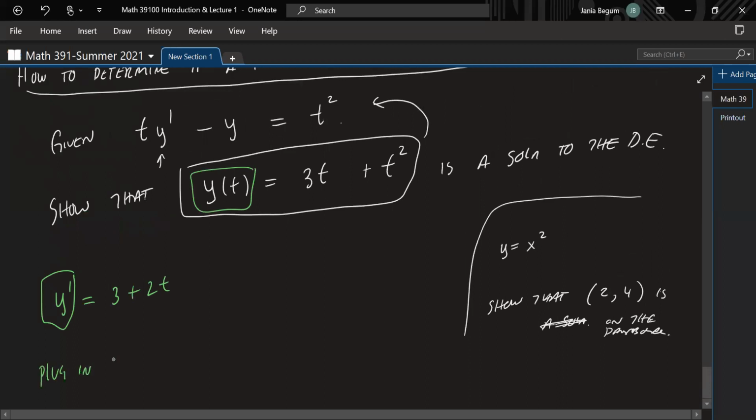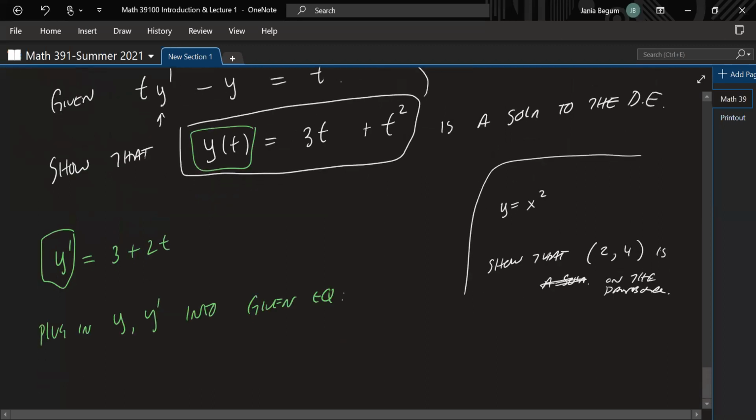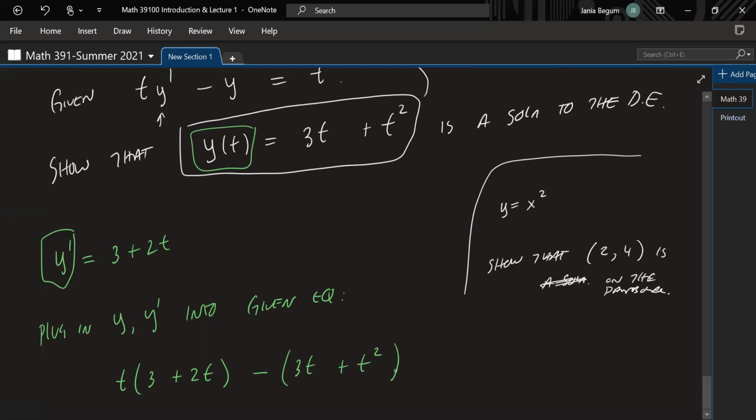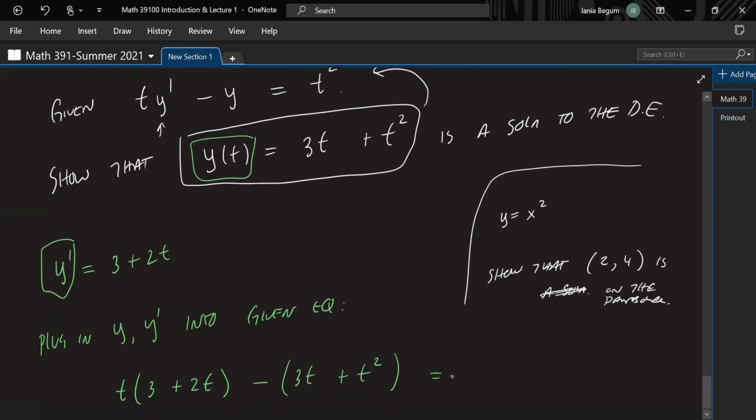So plug in y and y prime into the given equation and see if it makes the statement true. So we have t times y prime, which is t times (3 plus 2t). And then we have minus y, which was the given function, that's 3t plus t squared. Remember algebra, don't forget algebra, right? You have to be very careful when you make this substitution.